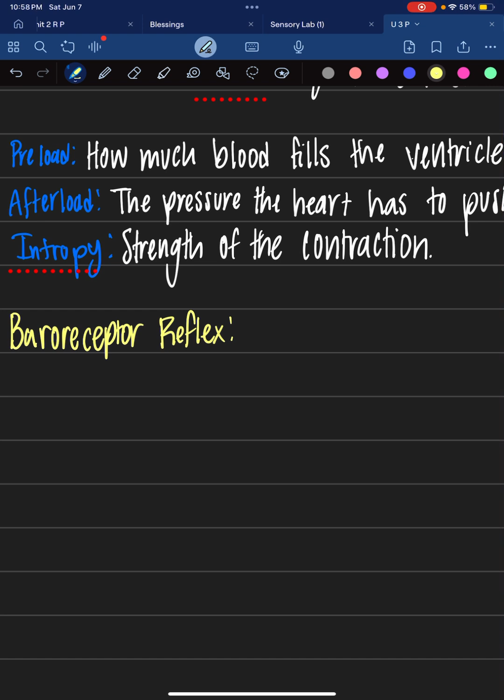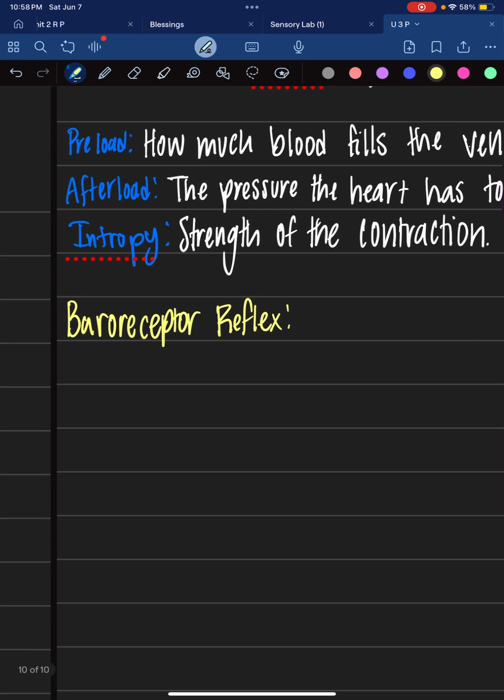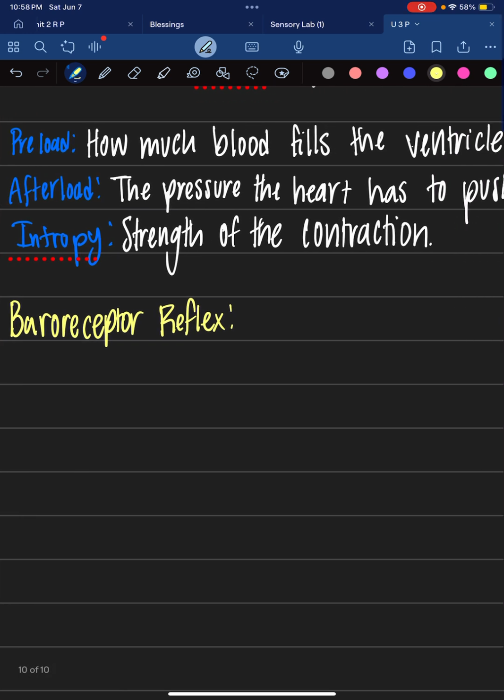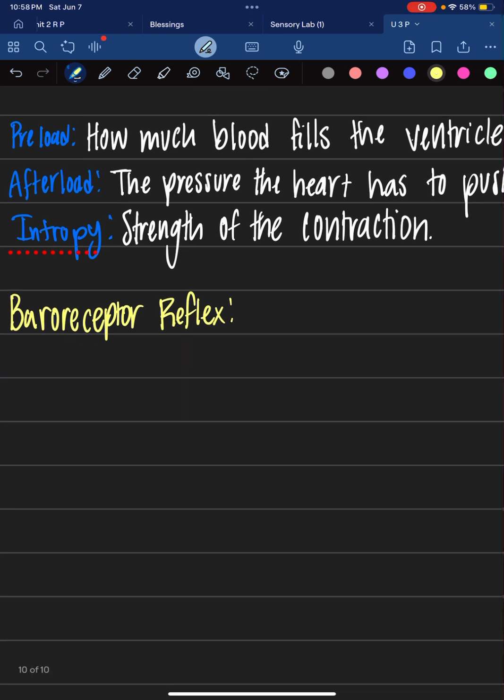Okay, anyways, when blood pressure rises, these receptors sense the stretch and send signals to the brain, which then tells the heart to slow down and the blood vessels to relax, lowering blood pressure. If blood pressure drops, the opposite happens. The brain tells the heart to beat faster and blood vessels to constrict, raising pressure. It's super fast, like a minute-by-minute adjustment system.